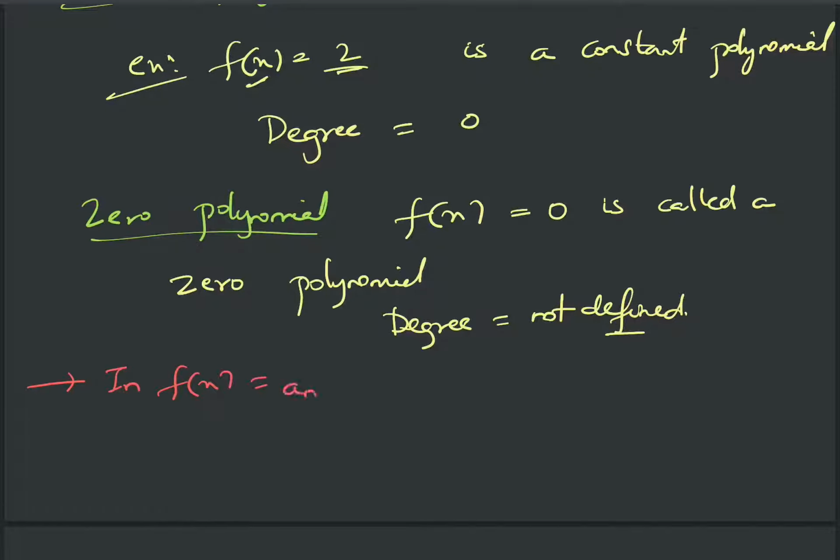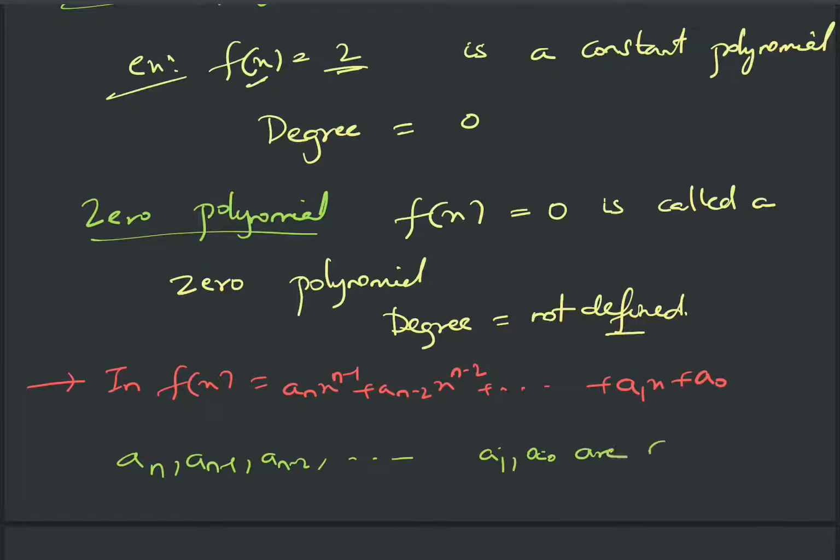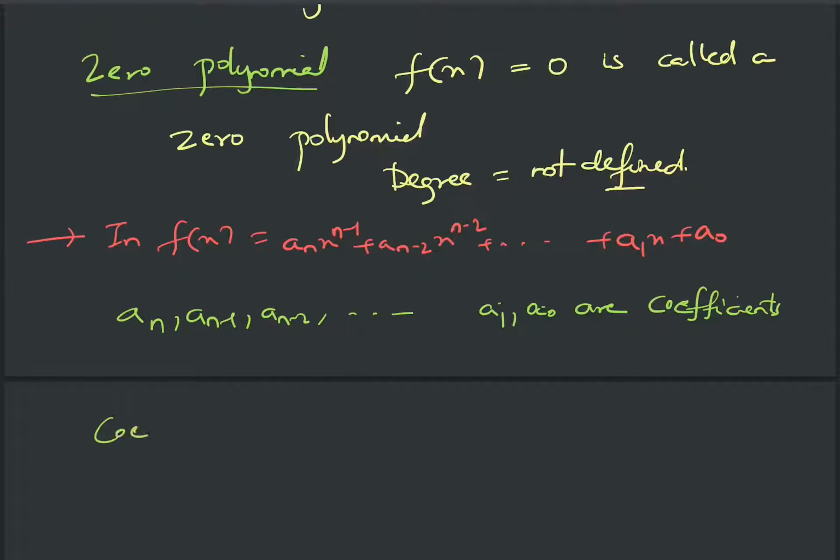f of x is equal to a_n x^n plus a_(n-1) x^(n-1) plus a_(n-2) x^(n-2) and so on, a_1 x plus a_0. So a_n, a_(n-1), a_(n-2), and so on, a_1, a_0 are called coefficients. Coefficients of what? See, if I take the coefficient of x square, then this is nothing but a_2, right? Because before this term you will have a_2 x square.